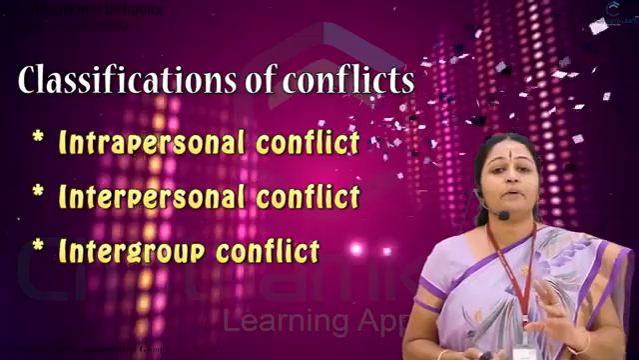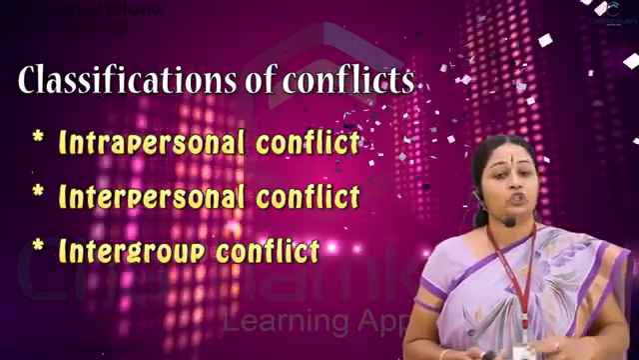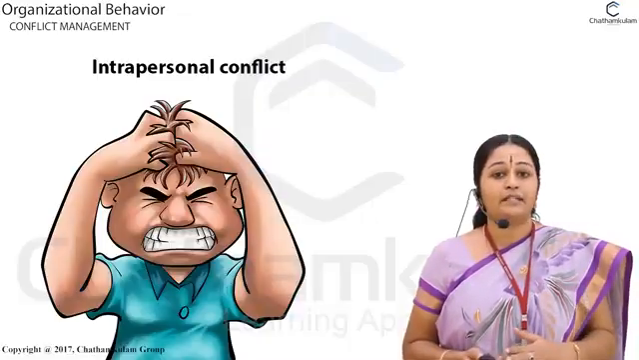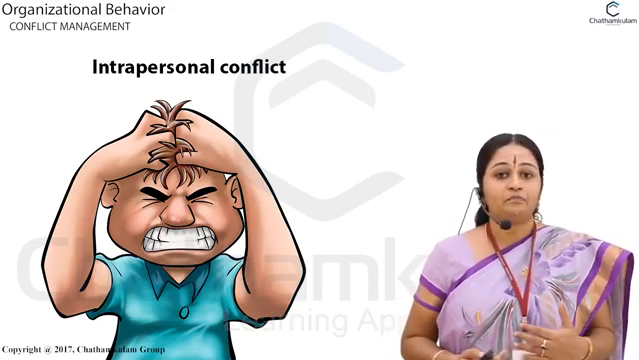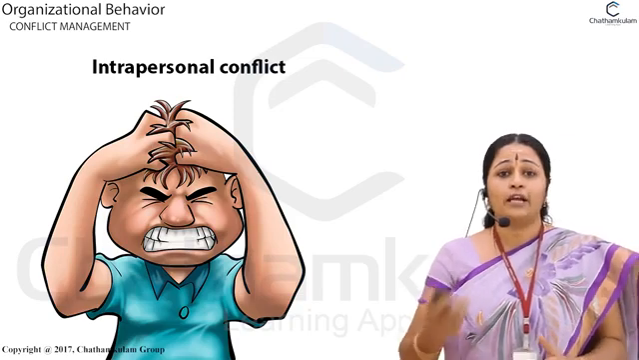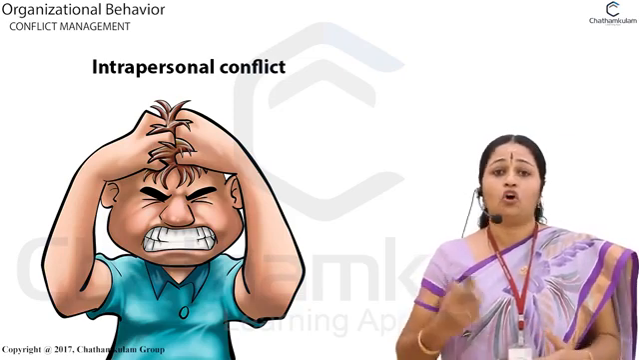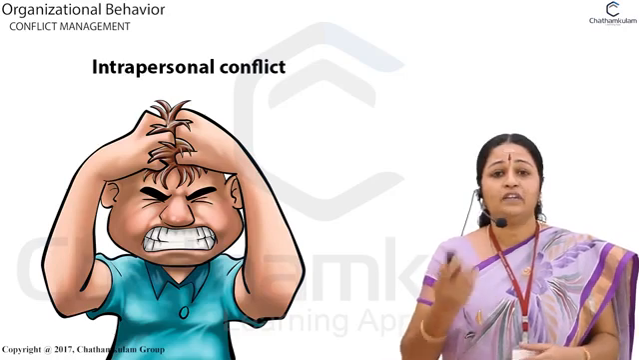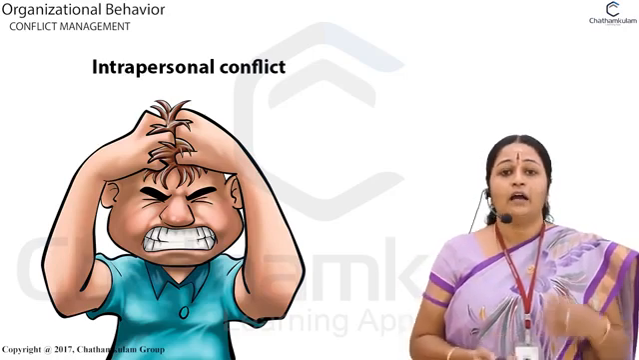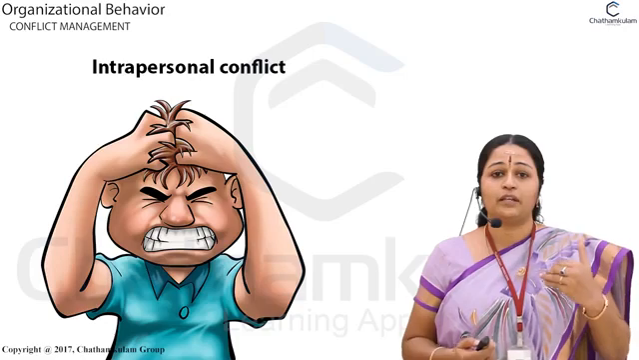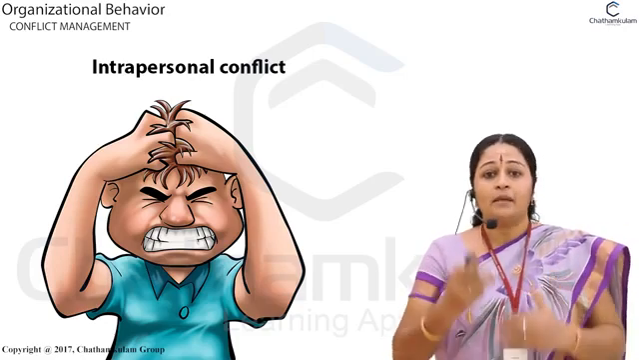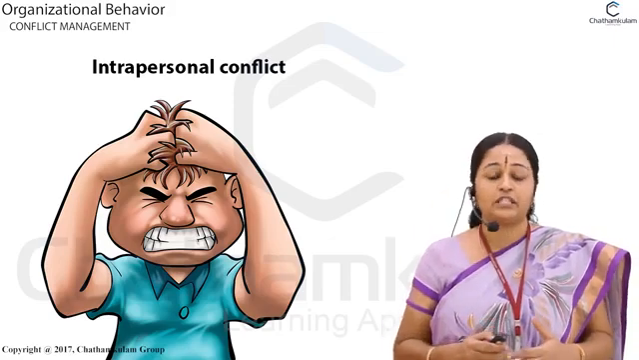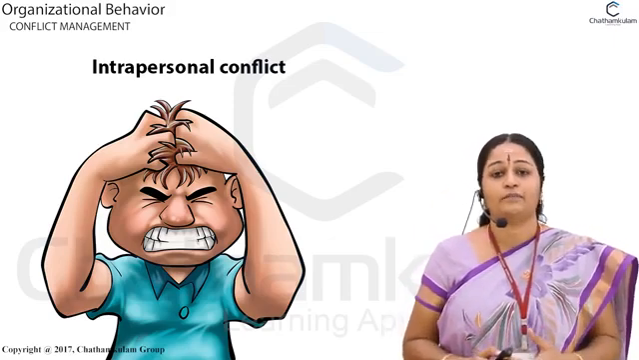Now, under classification of conflict, intrapersonal, interpersonal, and intergroup. Intrapersonal means within an individual itself, conflict might arise. One person might think, should I go to a particular place or not. Initially he will think that I should go there. After that he might think and decide that he should not go. So a conflict arises within one individual himself. This is called intrapersonal conflict.